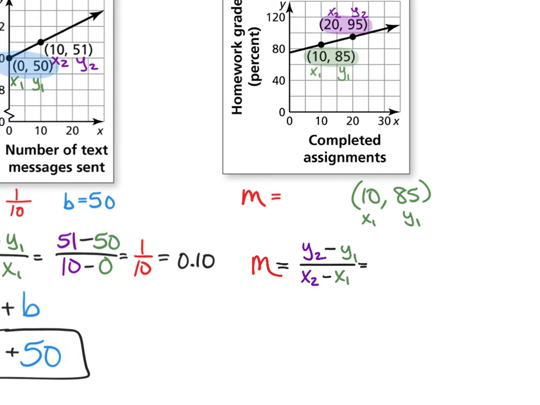Then we can plug in the numbers that we already have labeled. y2 is 95. We're going to subtract y1, which was 85. x2 is 20, and we're going to subtract x1, which is 10.